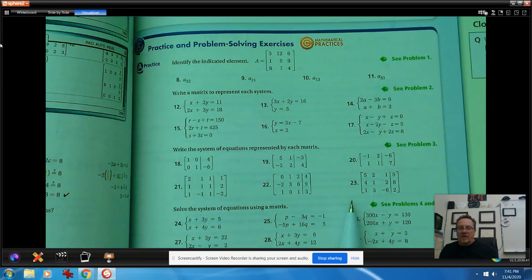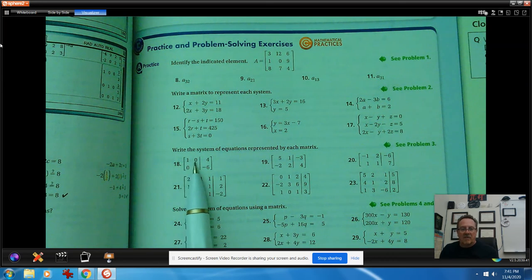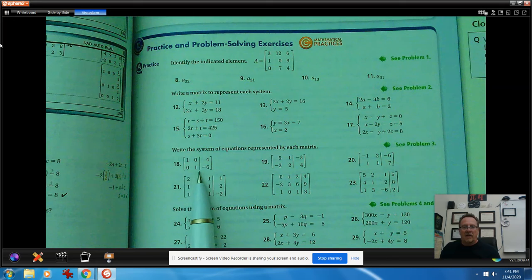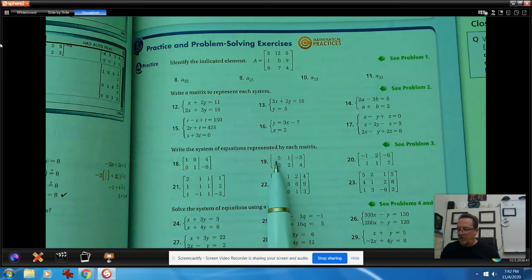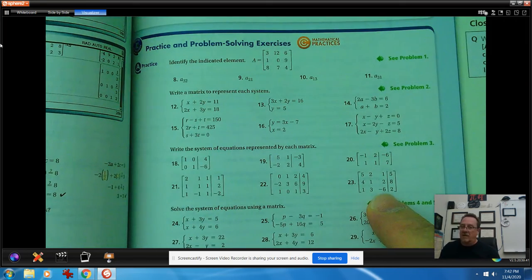Now for 18 through 23, you're just doing that backwards. It's giving you the coefficient for x, the coefficient for y, and the number that goes on the other side of the equal sign. So this really just is x equals 4. This row here is telling you y equals negative 6. This one says 5x plus y equals negative 3. This one says negative 2x plus 2y equals 4. You're just writing the equations from the matrix, okay? So think of that. I mean, 8 through 23, piece of cake.